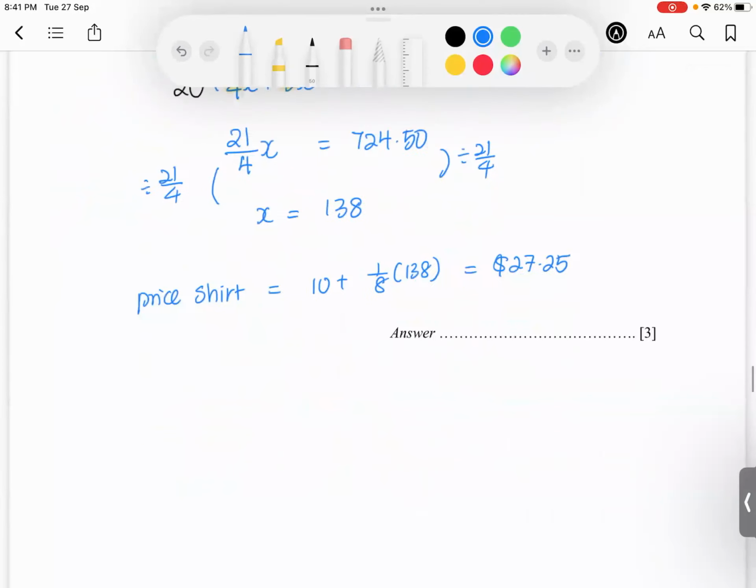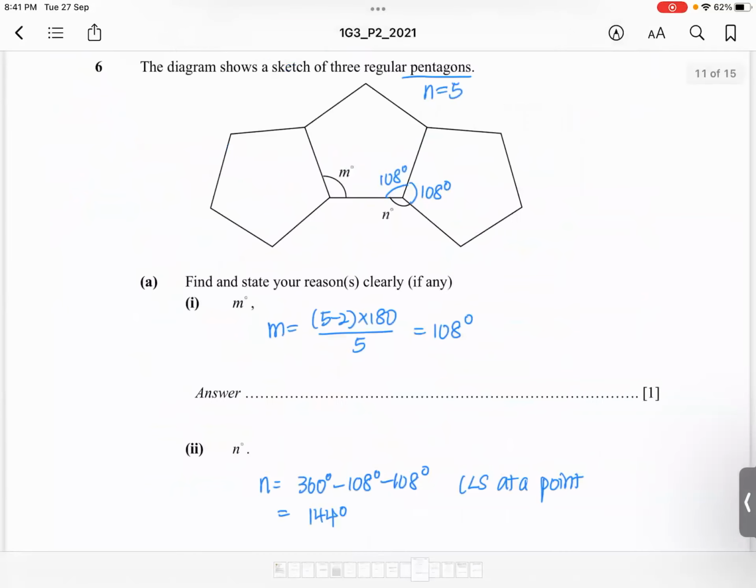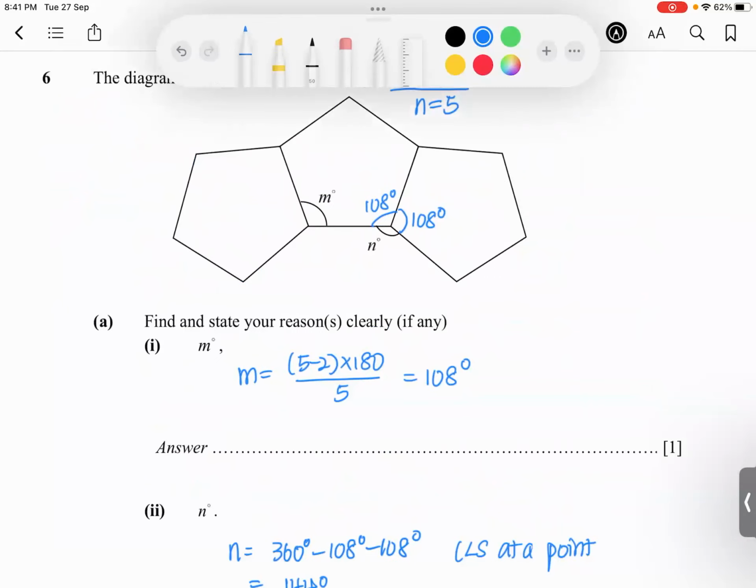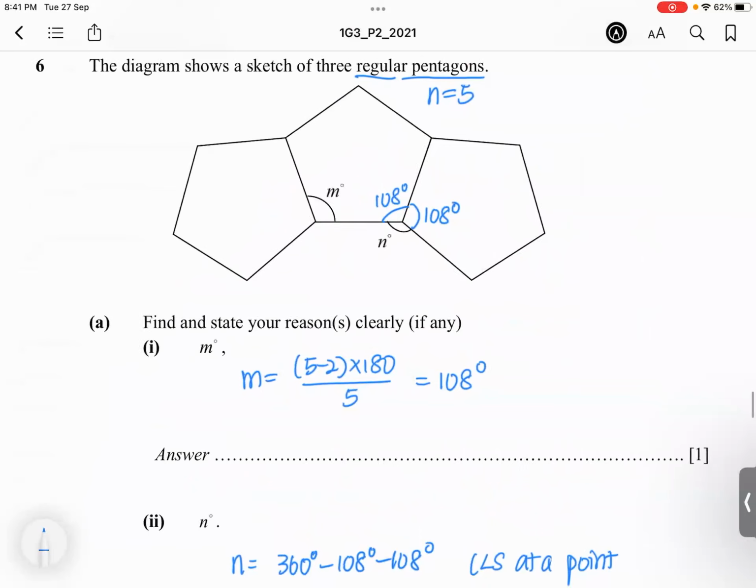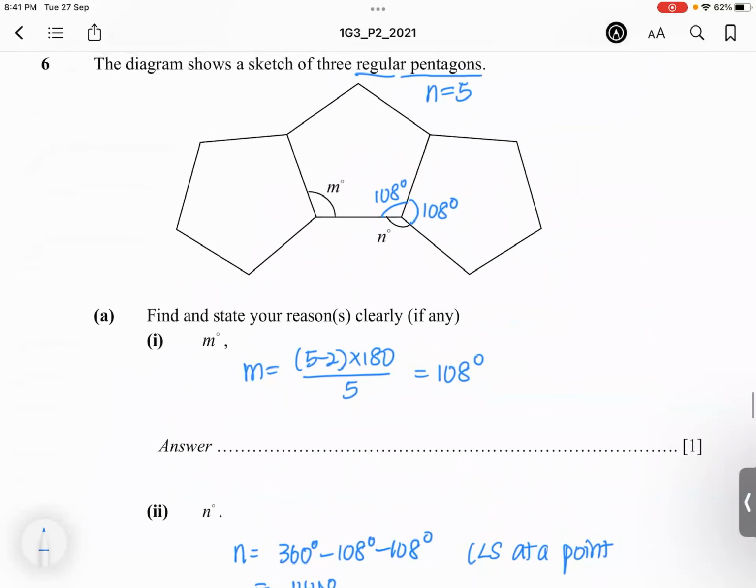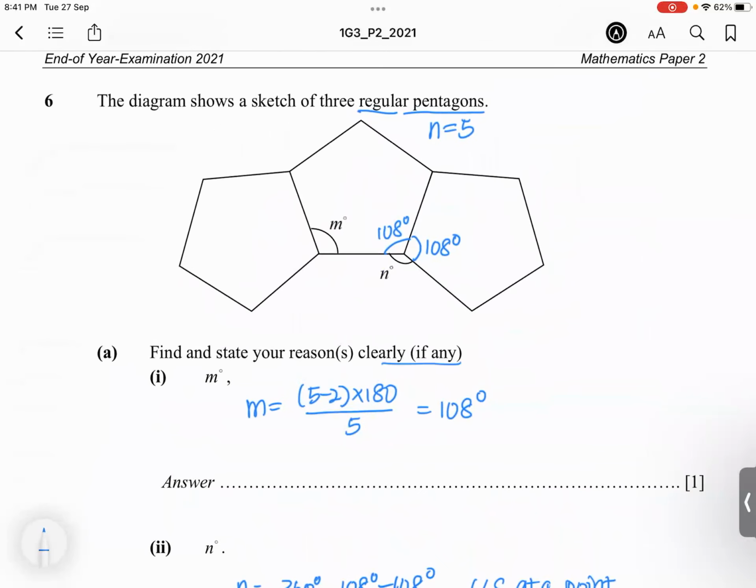Okay, next page. This one, regular pentagon. Pentagon, how many sides? 5. Yes, they say regular, so n equals 5. They say find, stating your reasons if there is any. In this case, not much reason, just show the working. So memorize the formula, (n minus 2) times 180 divided by n, right? Yes, correct. So in this case, 108.